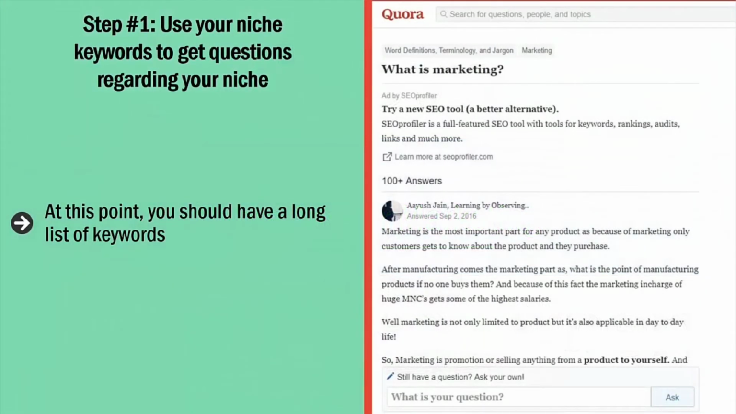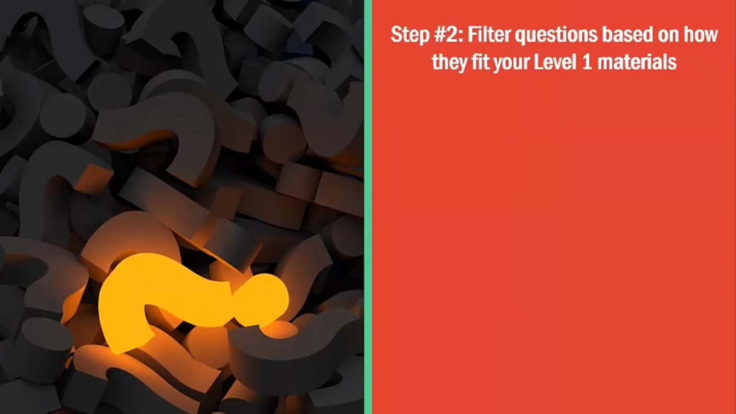Step number 1. Use your niche keywords to get questions regarding your niche. At this point, you should have a long list of keywords. These are keywords that are directly related to the products that you have selected. Enter these keywords into Quora's search box. You should be able to retrieve at least some questions related to your niche. Step number 2.